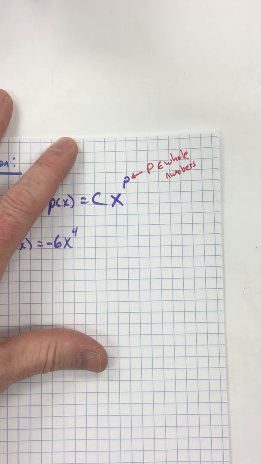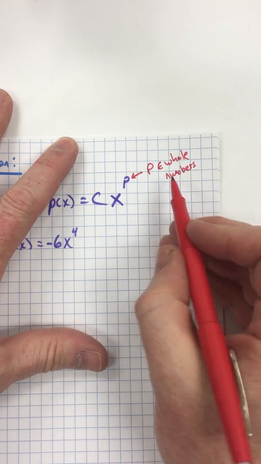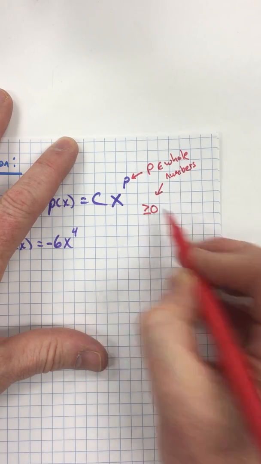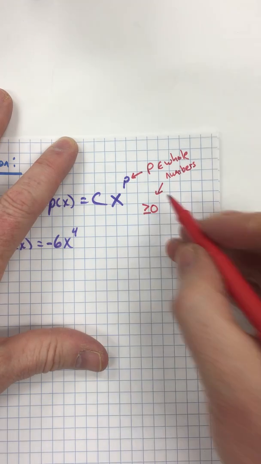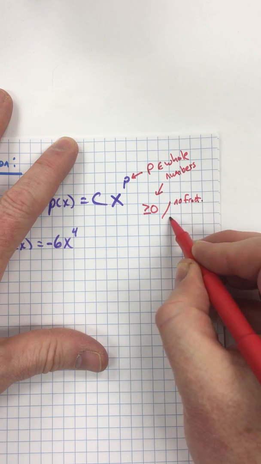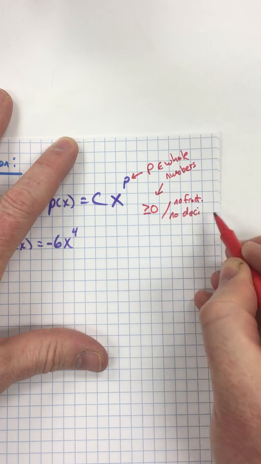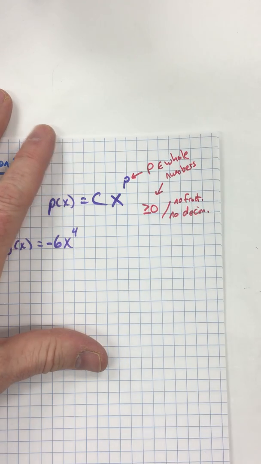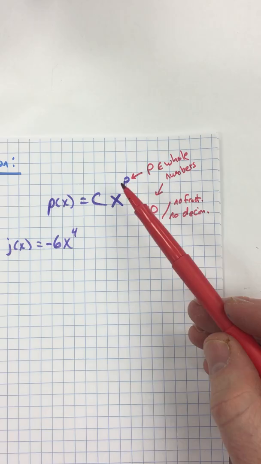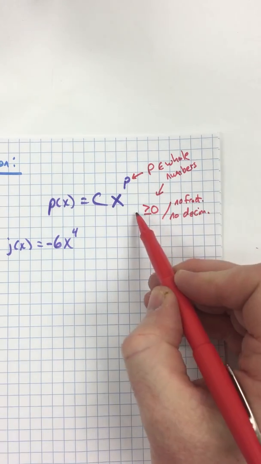Okay, that's going to be our definition. So if you remember, whole numbers, first of all, are greater than or equal to 0. And second of all, there are no fractions and no decimals. So we're talking about 0, 1, 2, 3, 4, 5, 6, those kinds of things. Those are whole numbers. So those are the sort of options that we have for P.